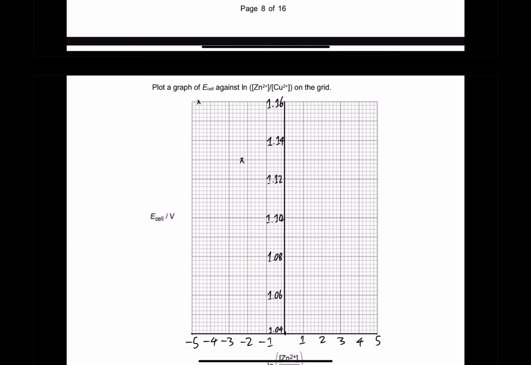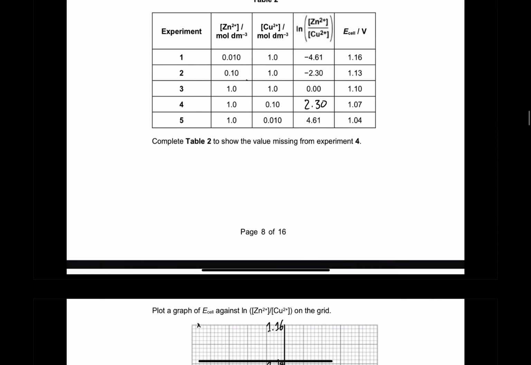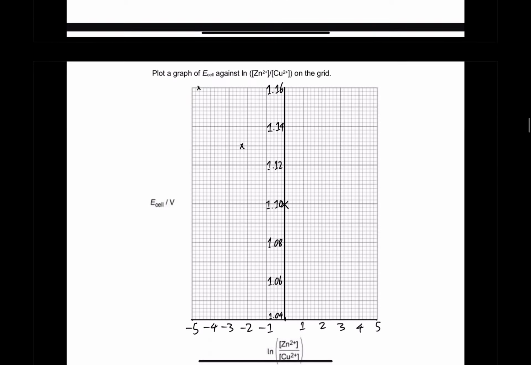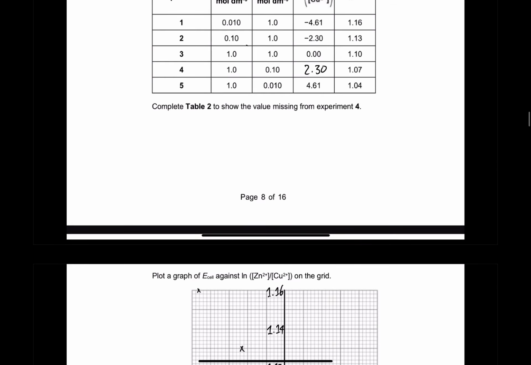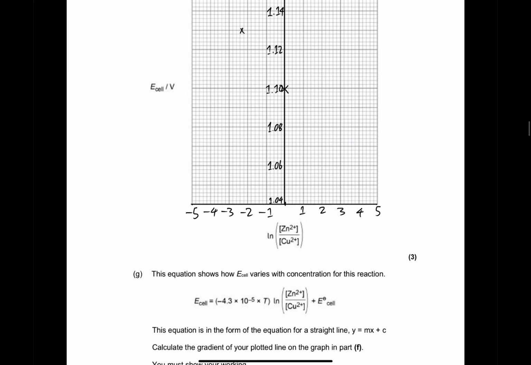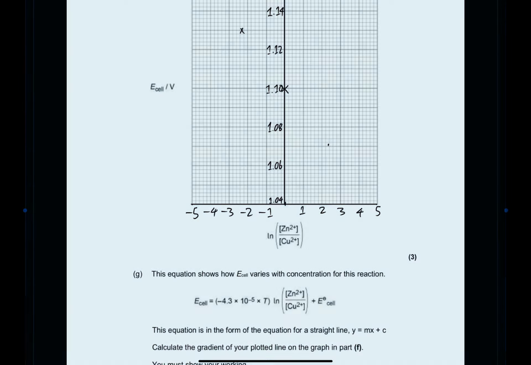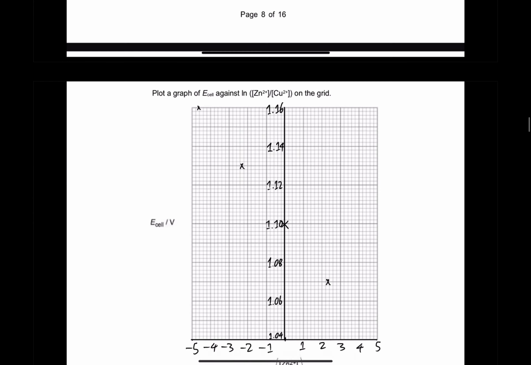I do this like everybody's going to be doing this on iPad now. You're going to be doing this on paper, but try not to scribble over the dot if you make a mistake there. 2.3 and 1.2. Wait. Yeah, 2.03. So 2.30 and 1.07. And then the last one is 4.61 and 1.04.